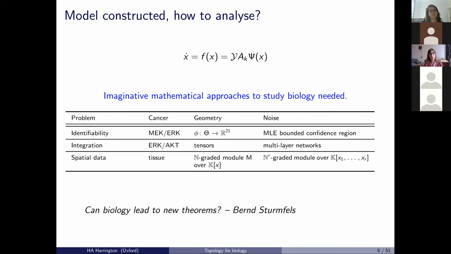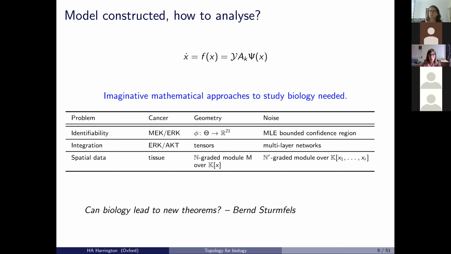So once we have this mathematical model, a question is, how do we analyze it? And I would like to convince you that we really need imaginative mathematical approaches to study these biological systems. So this is basically the outline for the rest of the talk.